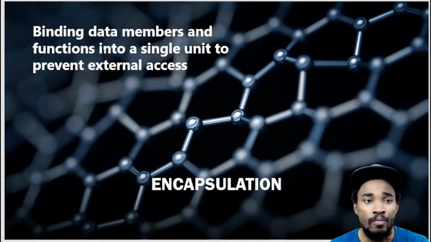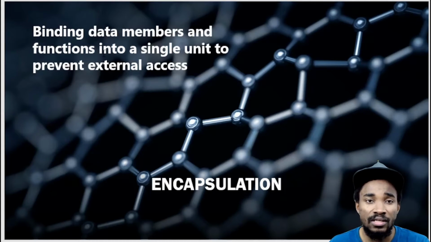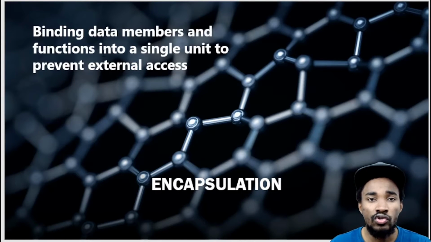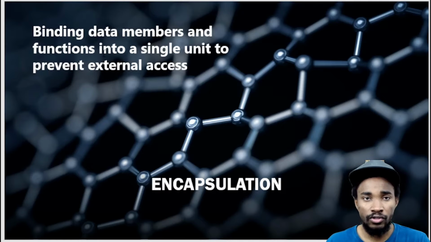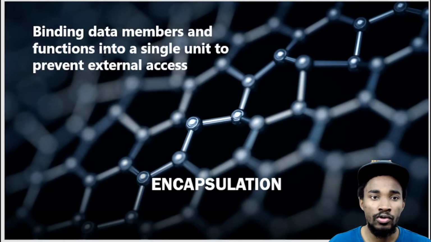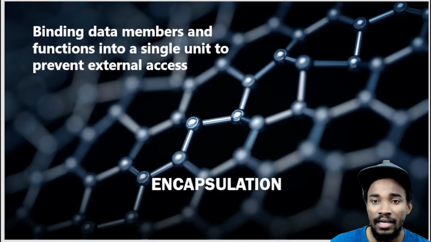Encapsulation is you binding data members and functions into a single unit to prevent external access. What this means is that in a class you have fields, and you want to be able to control how other classes access those fields. And you have functions that can help you change the state of that class. So an example is this.